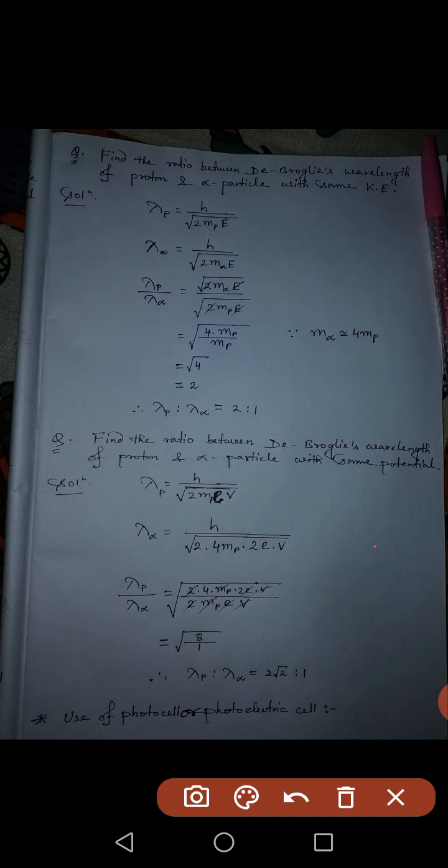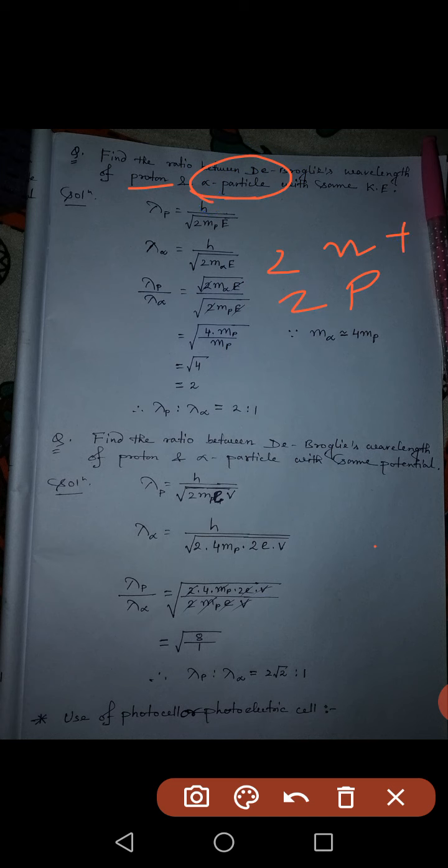Okay, the important thing in this question is the same kinetic energy. If it is mentioned same kinetic energy, we will use the formula related to kinetic energy, that is capital E. Now what are the two particles? One is the proton and the other one is the alpha particle. Alpha particle is nothing but a helium nucleus. Inside the helium nucleus, what particles do we have? We have two neutrons and two protons. So alpha particle means 2 neutrons plus 2 protons.